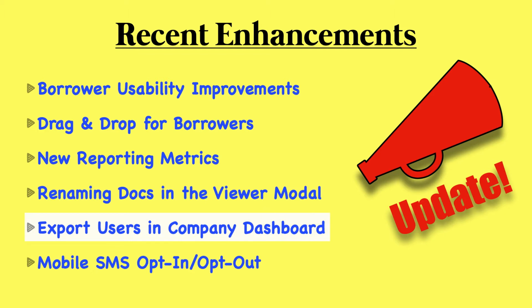You can export users from your company dashboard now. So anytime you want to view your company from a high level, you can now export all LO teams and users right from the company dashboard. This is helpful if you want to gather everybody's subdomains, for instance, if you want to see which emails people are using in the system, phone numbers, things like that. And then lastly, we have the mobile SMS opt-in, opt-out, where borrowers can now opt in or out directly from their phone.